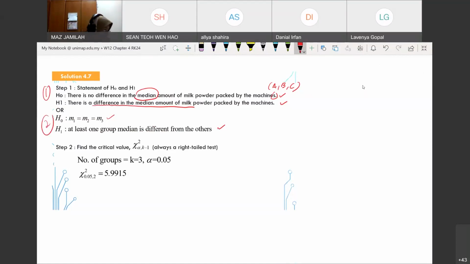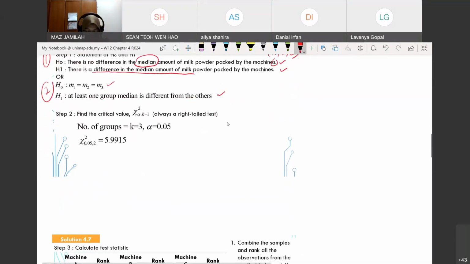Next will be the second step, obtain the critical value. In our case, our critical value is obtained by using the chi-square test. So if you turn to page 216 of your textbook, you can see the chi-square distribution, almost like F, beginning with 0. So we are going to look at this particular table for our Kruskal-Wallis test in order to find the critical value.